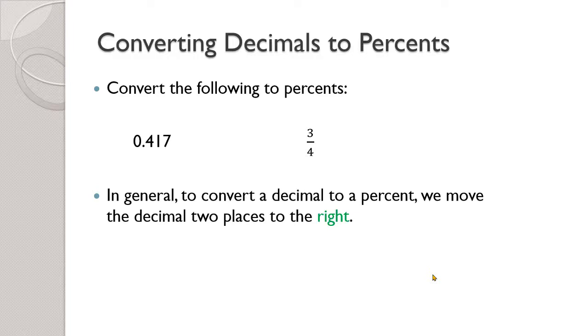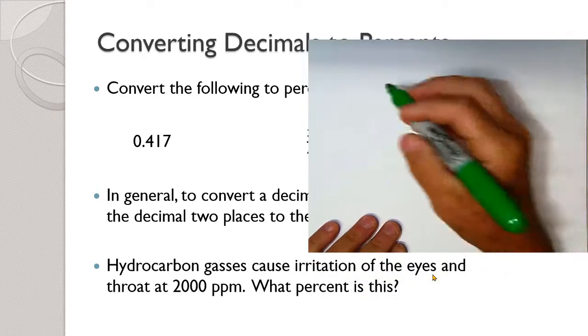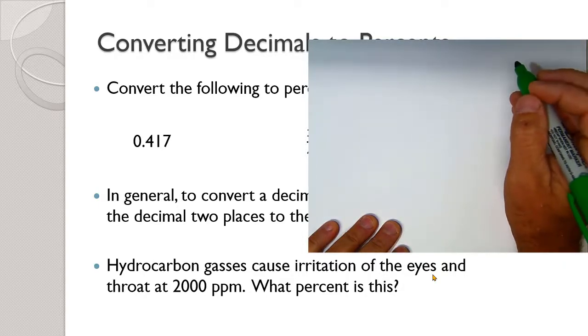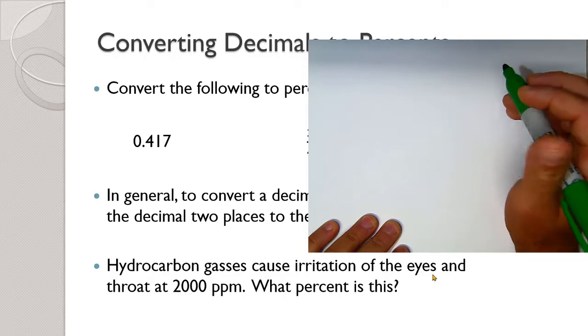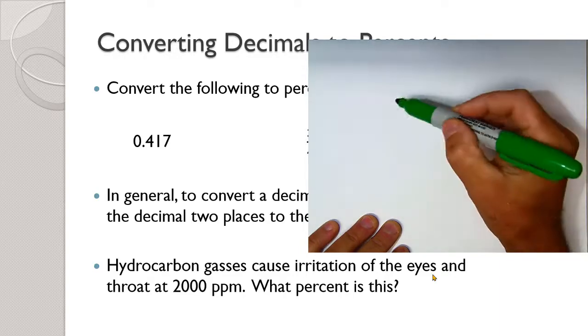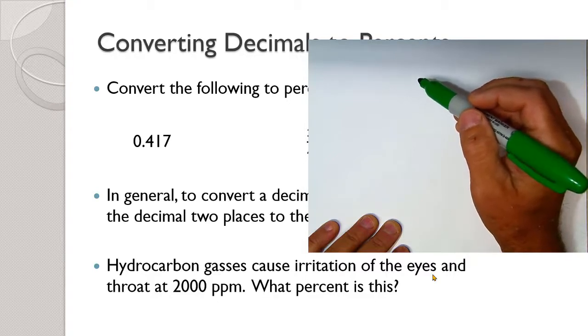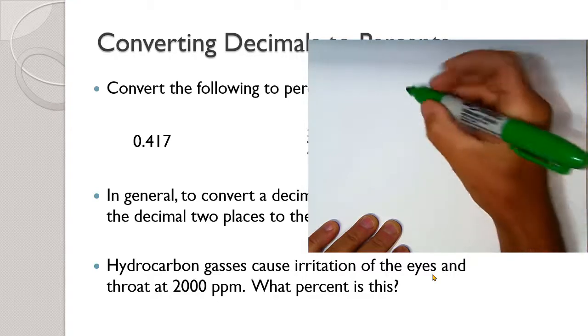So that's in general the reason that we take a decimal to a percent by moving the decimal point 2 places to the right. So look at this situation. Hydrocarbon gases can cause irritation to your eyes. That's basically unburned fuel, which is why you need to have good ventilation when you're running an internal combustion engine. Otherwise you can feel it. Your body doesn't respond well to hydrocarbons.